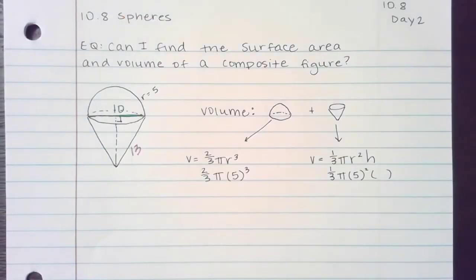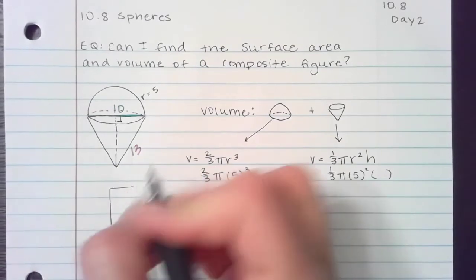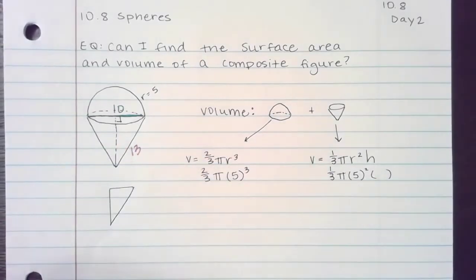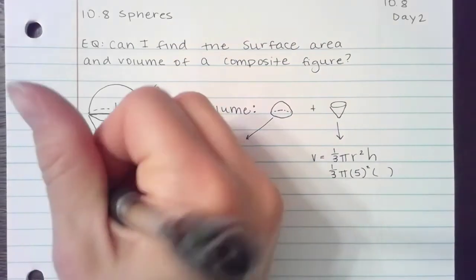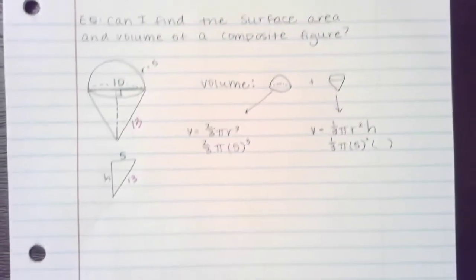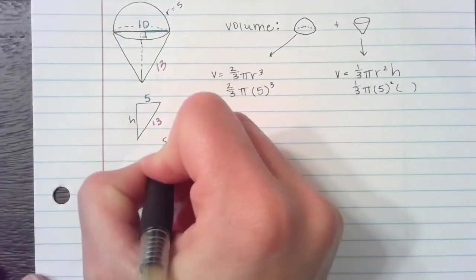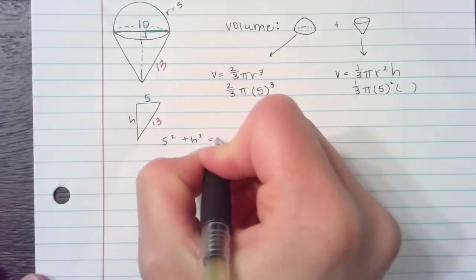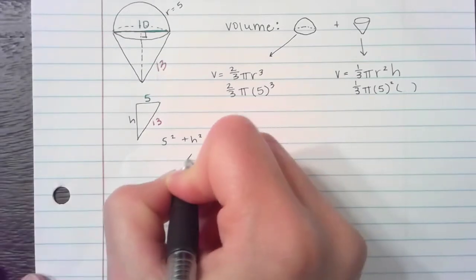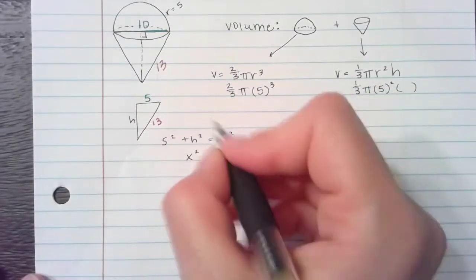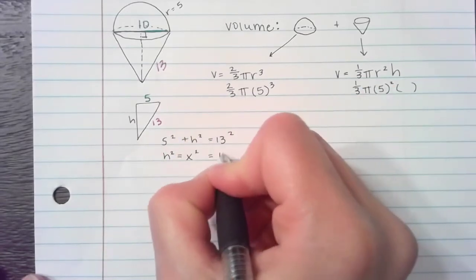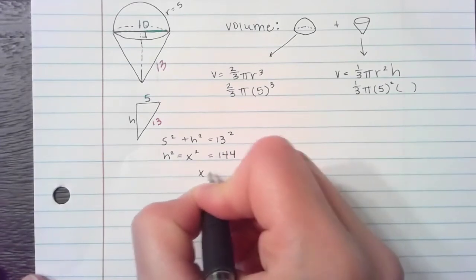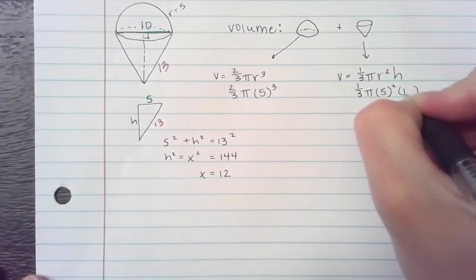So we don't know what our height is, but we do have this little right triangle. I'm going to use some similar colors because that tends to help. That's 13 and this is 5, because it's half of your diameter, or the radius, and that's my height. That's what I'm going to try and find. 5 squared plus h squared is equal to 13 squared. H squared is 144, square root both sides, and h is equal to 12. So our height is 12.